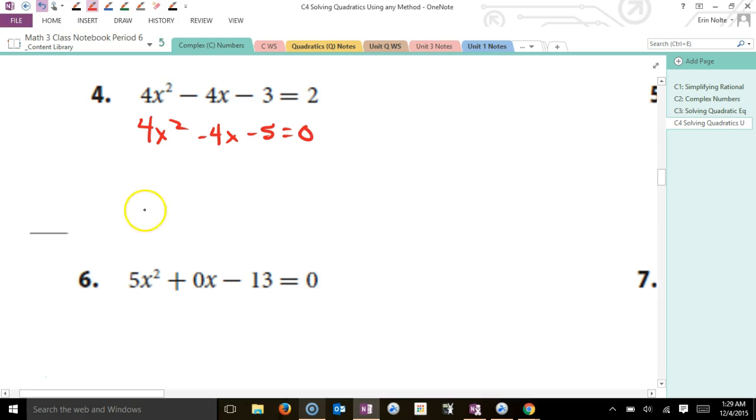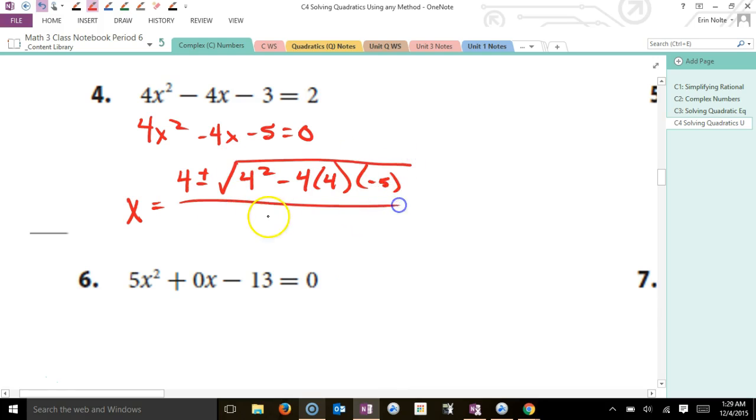So here we go. Quadratic formula. Starts with negative b. What's my negative b value? 4. So 4 plus or minus the square root of 4 squared minus 4 times the a times the c, all divided by 2 times the a. Perfect, yeah. Okay, so I want to do the inside of the radical first.